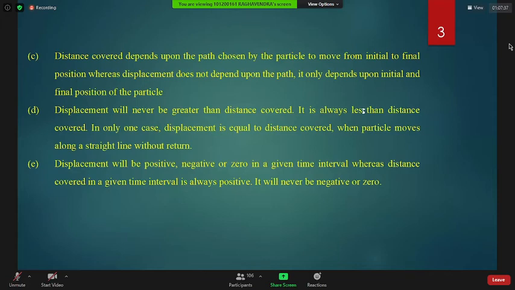Let me give positive and negative examples. Suppose I am taking the origin. The particle is going along the positive x-axis, so displacement is positive. Now it has returned back to the origin, displacement is zero. Now it has gone in the negative direction, away from the origin, so displacement is negative. Understood? Sir, can distance be in the upward or downward direction? Yes, we can take upward and downward also.